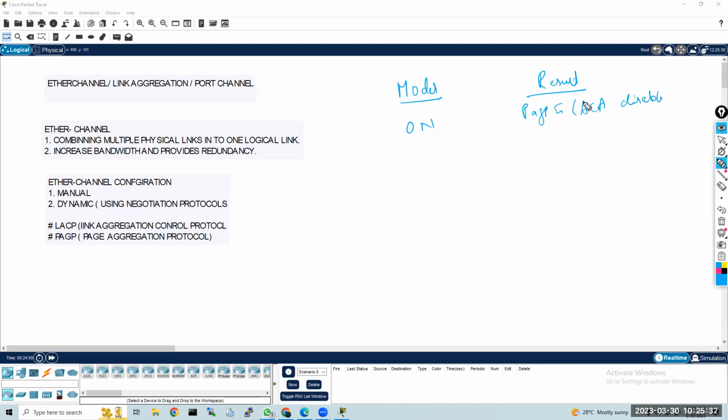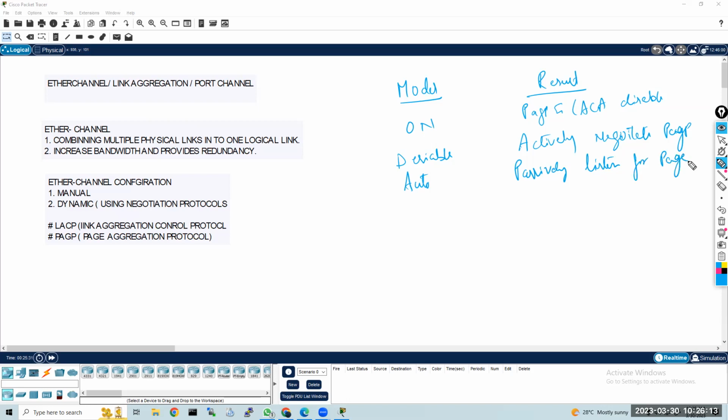If the mode is desirable, it actively negotiates PAgP. If it is auto, which is what we will deal with right now, the result is passive: passively listening for PAgP.